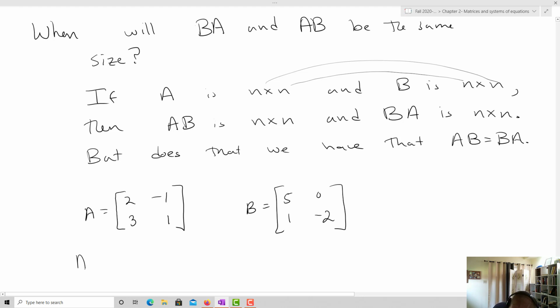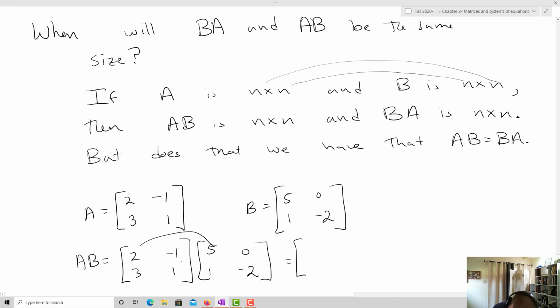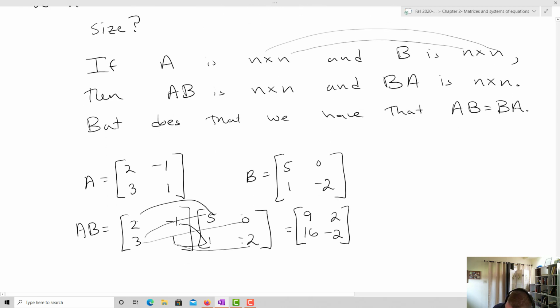All right, so AB is going to equal 2, -1, 3, 1 times 5, 0, 1, -2. And this is then going to equal, we got 2 times 5 is 10, -1 times 1 is -1, so this is going to end up giving me 9. And then 2 times 0 is 0, -1 times -2 is 2. Great. Then 3 times 5 is 15, 1 times 1 is 1, so that gives me 16 when I add the two of them together. 3 times 0 is 0, 1 times -2 is -2. So that's AB. Let's see if BA actually was the same thing.